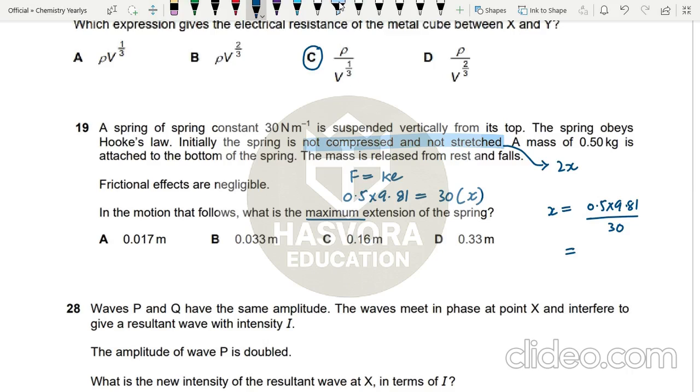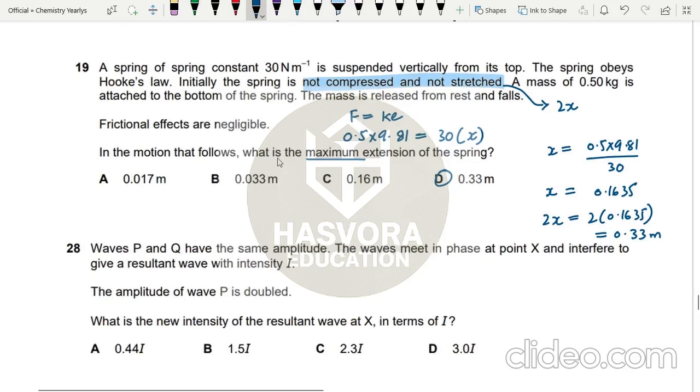So this is going to become 0.1635. But we are not done yet. I have told you that for not compressed and not stretched material, whenever we try to blow air in a balloon, we first of all stretch it because it actually increases its elasticity. So for the non-stretched and non-compressed material, the extension is going to become 2x. So it is going to become 2 into 0.1635, and it is going to become 0.33 meter. So D will be the answer for this question. This is actually a very tricky question because most of the students do not know this point, that the extension is 2x for the non-compressed and non-stretched material.